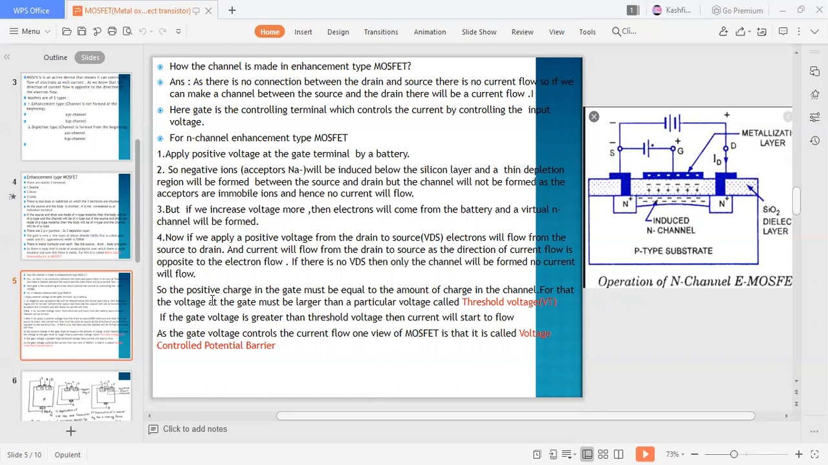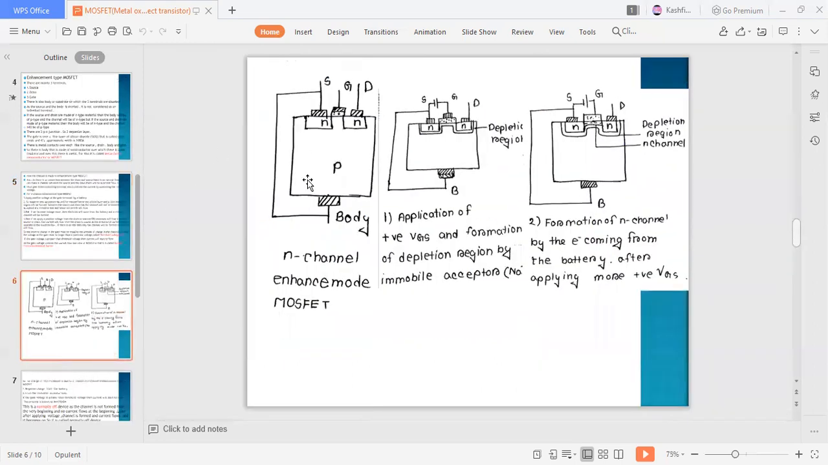So the positive charge in the gate must be equal to the amount of the charge in the channel. For that, the voltage at the gate must be larger than a particular voltage called threshold voltage. So if we apply VGS greater than the threshold voltage VT, then only the current will start to flow. As the gate voltage controls the current flow, one view of MOSFET is that it is called a voltage controlled potential barrier.